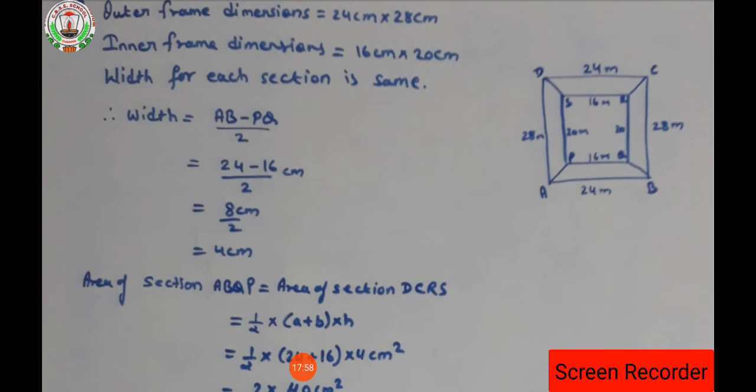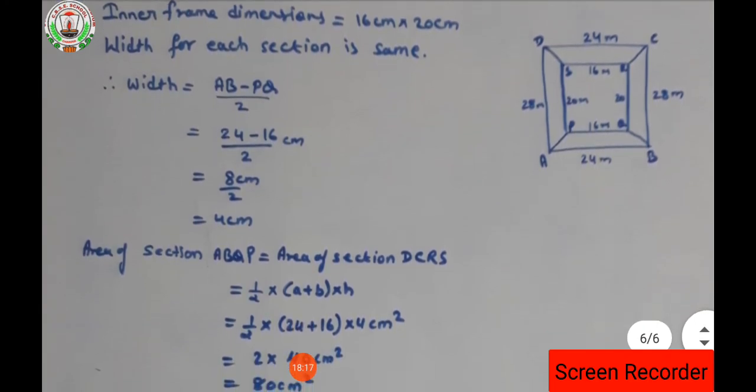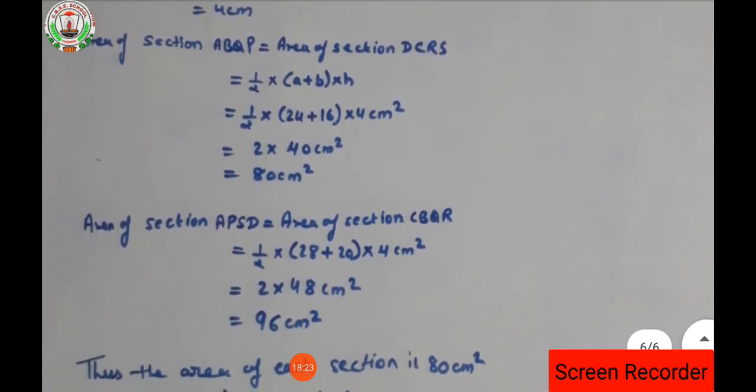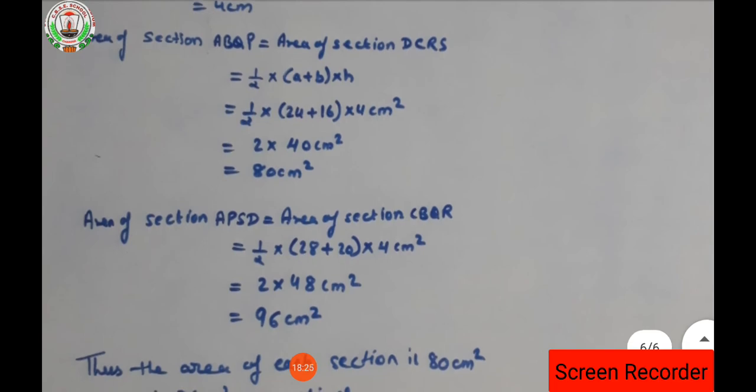Why is it divided by 2? Because the difference is shared on both sides, so it will be divided by 2. Width is equal to AB minus PQ upon 2, so 24 minus 16 upon 2 is 8 divided by 2, which is 4 centimeter. So the width we found here is 4 centimeter, and the width is the same for both sections.